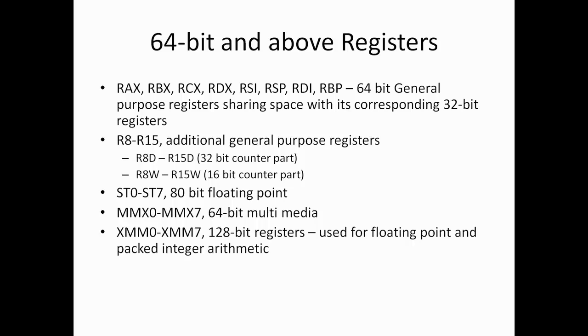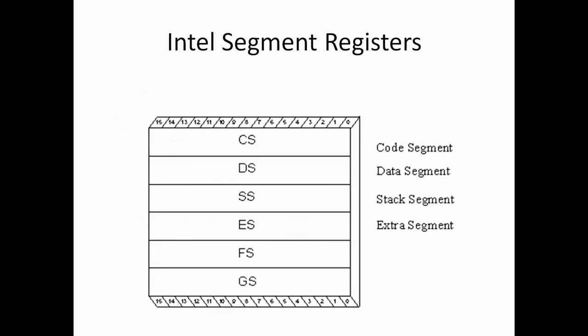Then you have floating point registers, 8 of them, ST0 to ST7. Then you have multimedia registers, which are 64-bit. As I told you, multimedia operations involve bitwise AND. I can do 64-bit ANDs in one shot, and that improves my graphics speed, and that is why they are called multimedia instructions. And then for packed integer and floating point arithmetic, there are 128-bit registers named XMM0 to XMM7.